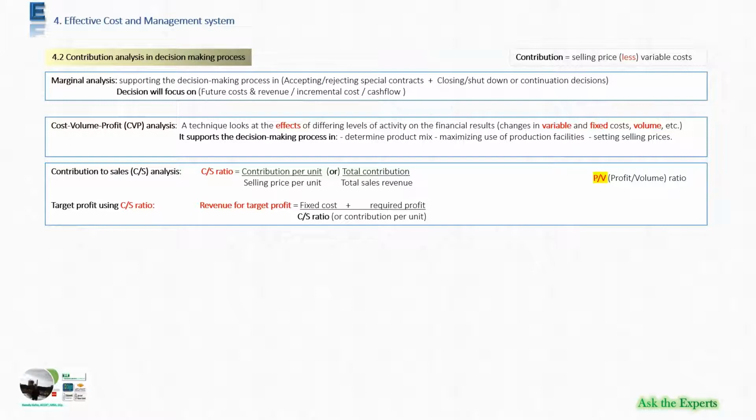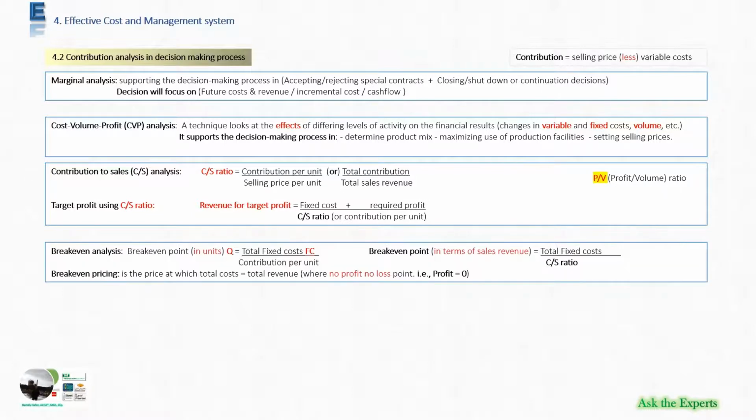Breakeven analysis refers to the point in which total cost and total revenue are equal. The breakeven point could be in terms of sales revenue, or in units. It is one of the common pricing techniques. For example, the break-even pricing is the price at which total costs equal total revenue. In other words, where no profit no loss point.